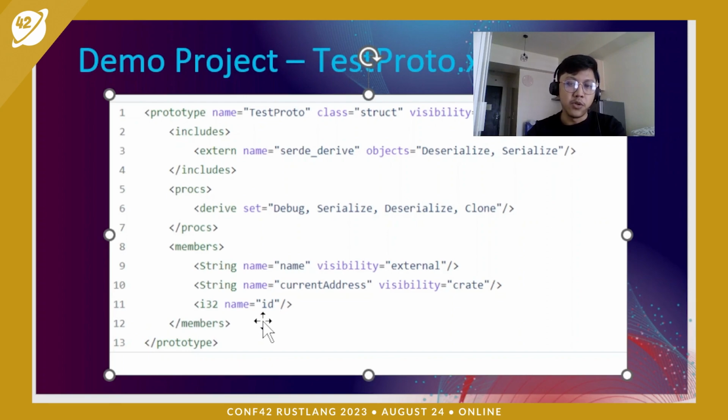If you don't define the visibility of a member or any object, you don't have to. It's not necessary to have a visibility attribute. If it's not defined, then it's automatically visible within the module only.